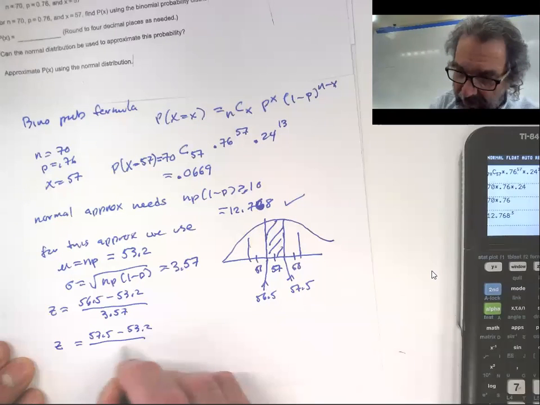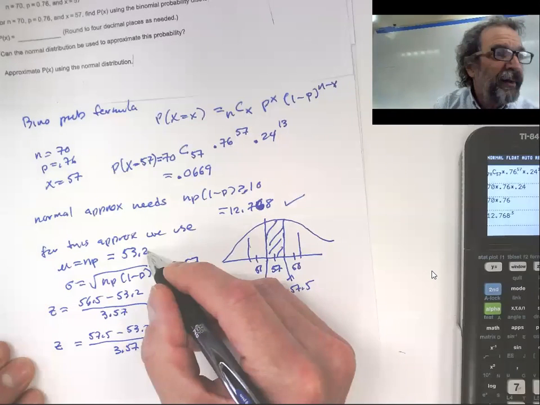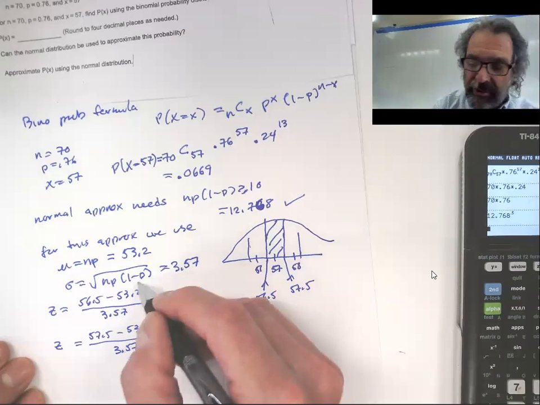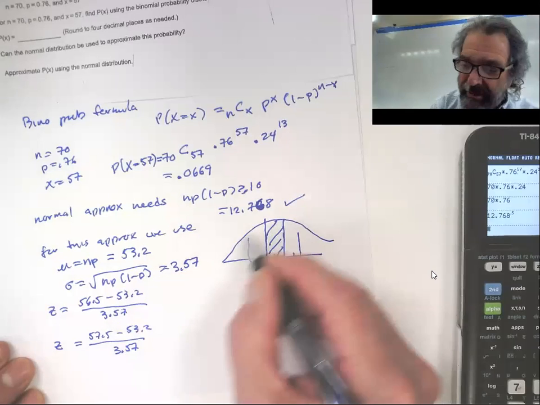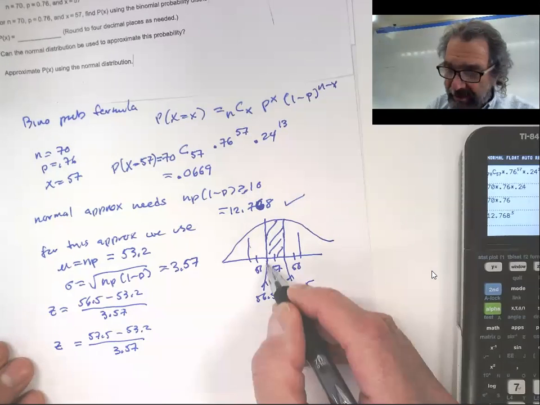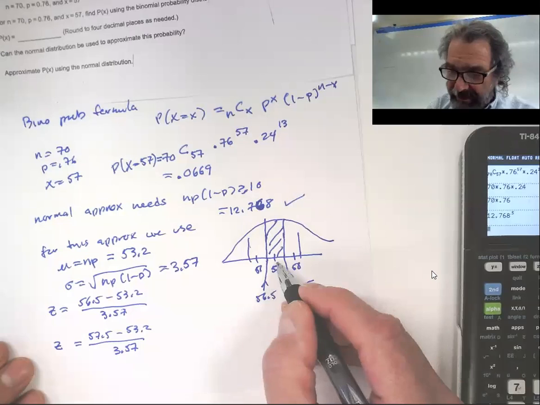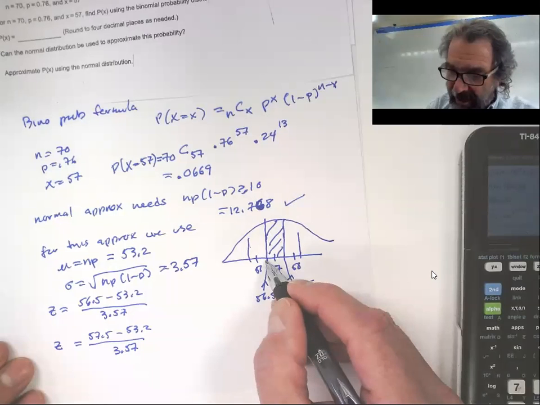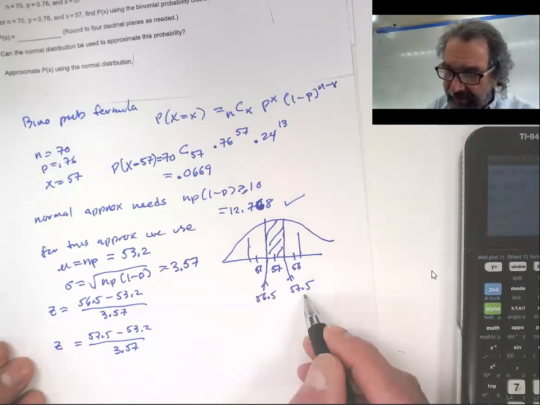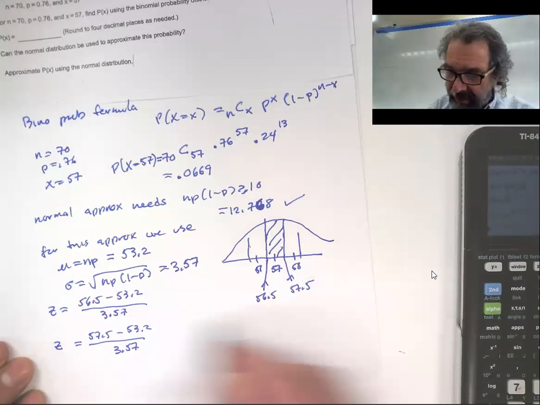Okay, so I'm using the mean here, 53.2, and I'm using the standard deviation, 3.57, we got from the binomial distribution. That makes a bell curve which matches up with the binomial shape. And then we want to find the area of this bar, width 1 over 57. So we go left a half and right a half. The left is 56.5, right is 57.5. Okay, that looks good. And then we'll compute these z's.